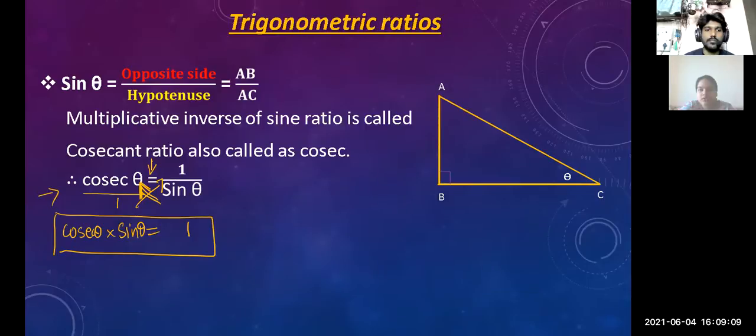Everything or only the formula? Only this formula, right? Only this formula. Cosec theta into sine theta is equal to 1. Yeah, done.